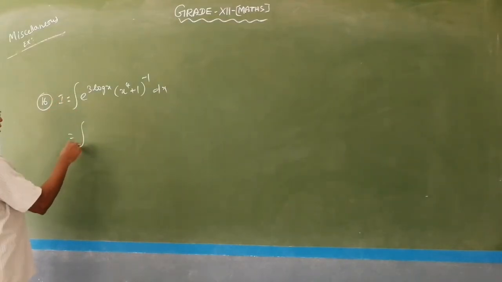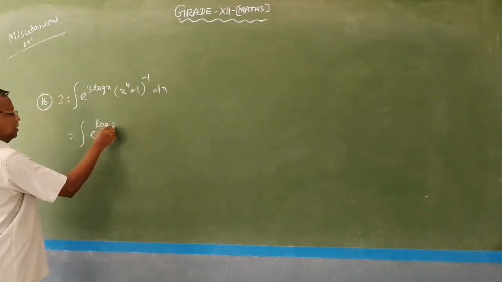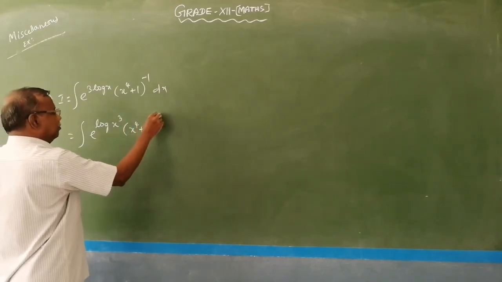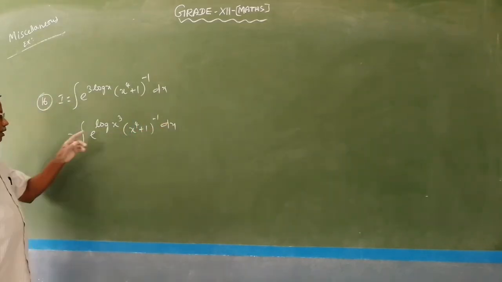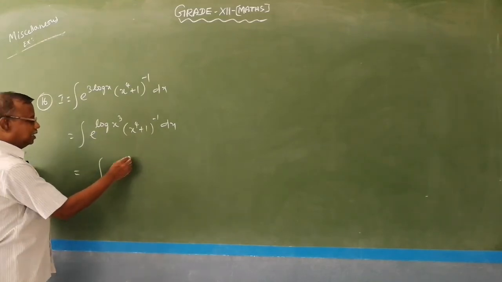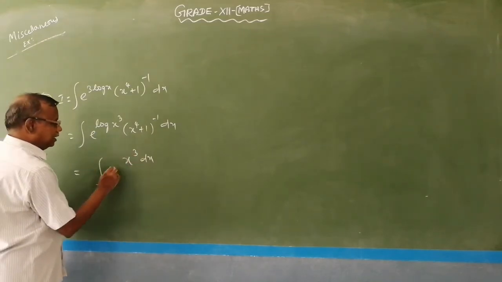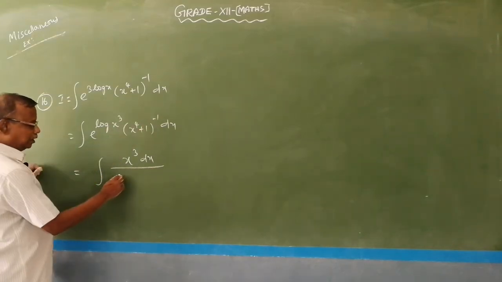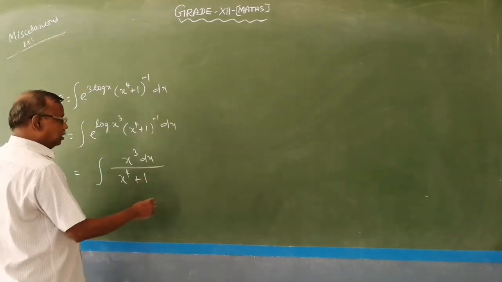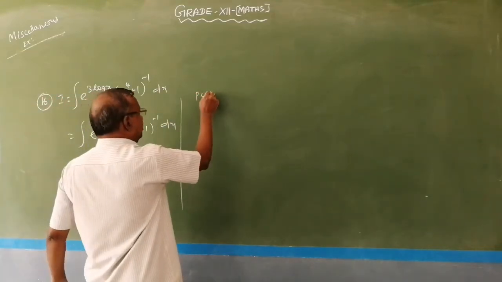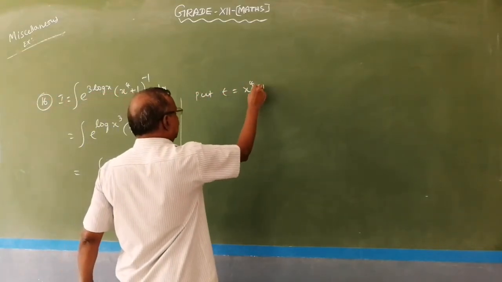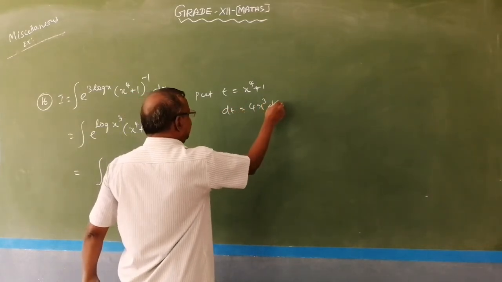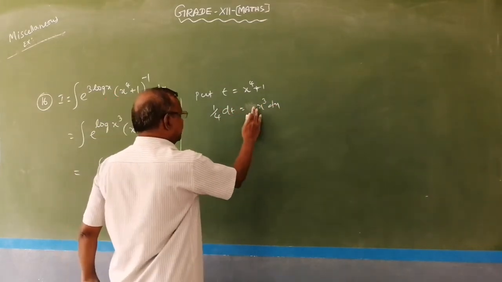Consider I equal to the integral of e power log x cube over x power 4 plus 1, minus 1, dx. Since e and log neutralize, we can write this as x power 3 into dx, and we bring it to the denominator x power 4 plus 1. Now, put t equal to x power 4 plus 1. So dt equal to 4x cube into dx, or 1 by 4 dt equal to x cube into dx.